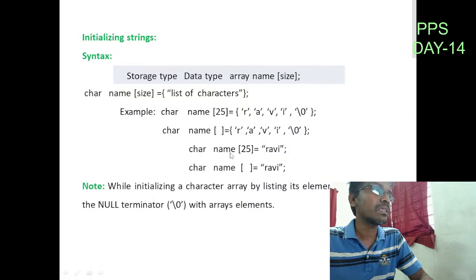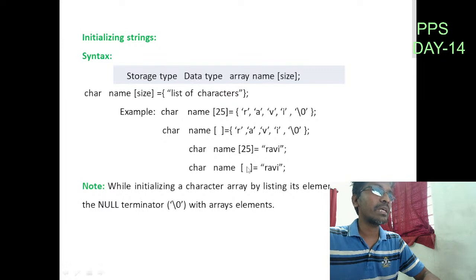Next one, char name followed by 25 is equal to Ravi. You can write the entire group of characters in double quotes. If you are writing a group of characters in double quotes, it is called a string. Similarly, I am going to write char name followed by empty size is equal to Ravi. That means however many characters I used here will be allocated automatically.